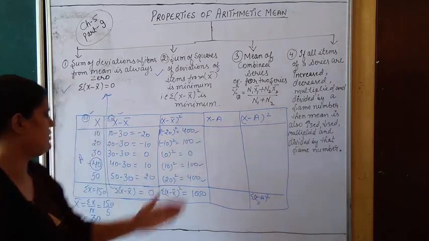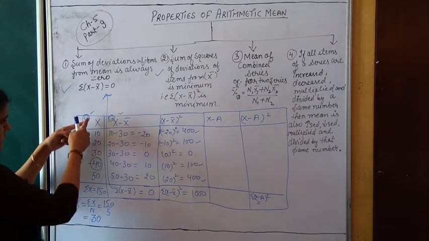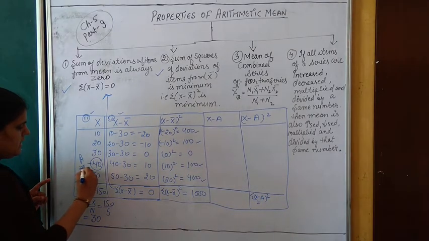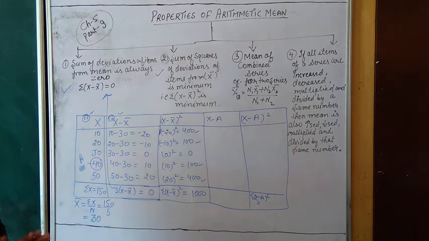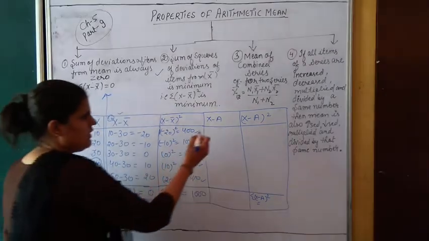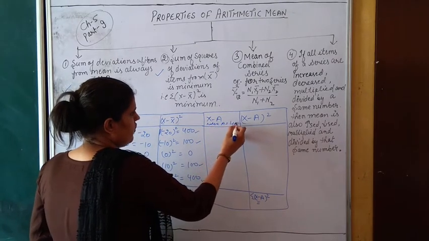And what is a, child? A is any assumed value which I will take from this column, and that assumed value I have taken here and denoted by a, that is 40. So what I have taken here is a equal to 40.